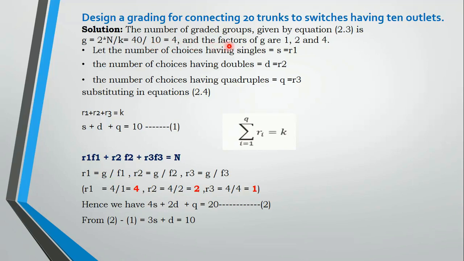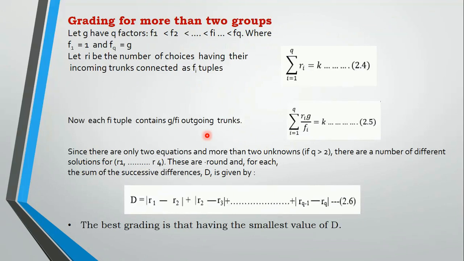If you have 4 groups, how to decide the factor? You can connect singles, that means one switch, and you can get a common connection, that is 2, we'll call it double. If you connect all the 4 switches in a group, it is quadruples. So for derivation purposes you need to write an equation. We'll assume certain things. The number of choices having singles is S, that is R1 choice, doubles is D, quadruples is Q.